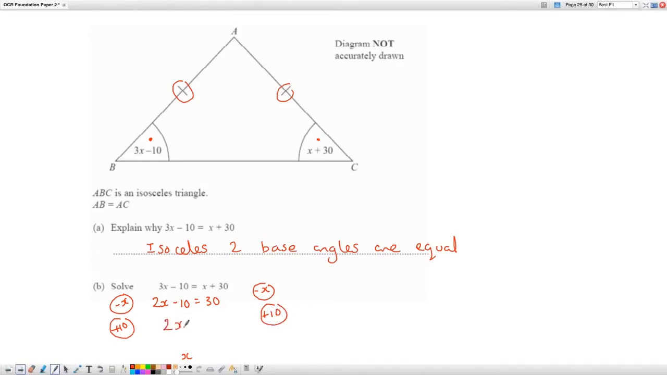So here we're left with 2x equals 40. Added our 10 to the right-hand side. Now we don't want to know what 2x is, we want to know what 1x is. So we are going to divide by 2. 40 divided by 2, half of 40 is 20.